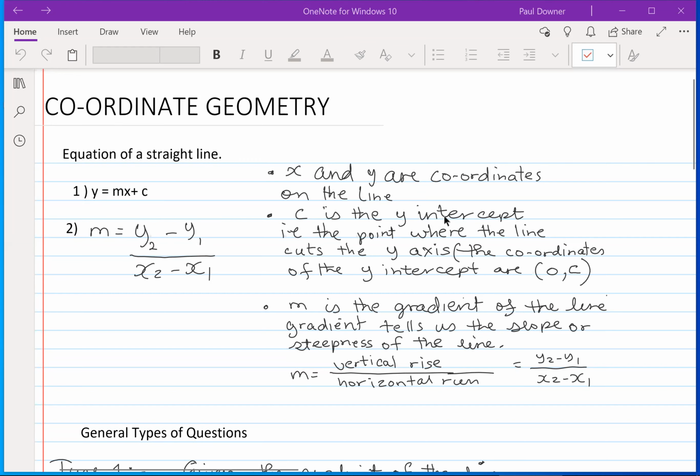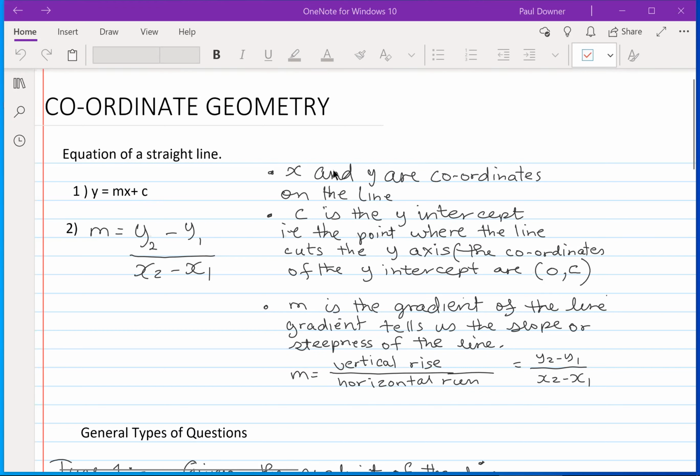c is the y-intercept. What is the y-intercept? The y-intercept is the point where the line cuts the y-axis. And the coordinates of the y-intercept will always be 0 for the x and c for the y. So this c here is really that y coordinate. For sure, they say it's the y-intercept, and you need to be wary of that.